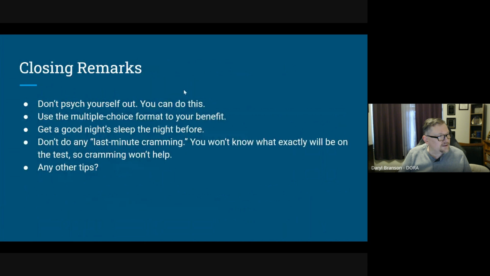And then closing remarks, just some final tips. Don't psych yourself out. You can do this. Like I said, the passing score may depend on which questions are actually on your test. So it's not a set amount anymore, but back when I took it, it was 70%. I didn't find it that difficult, even though I hadn't been a manager of a 911 center for very long.